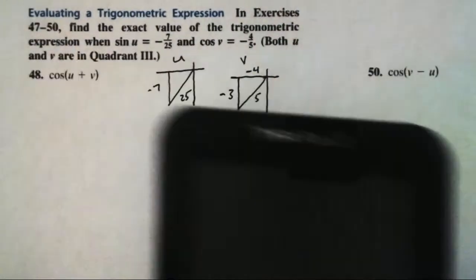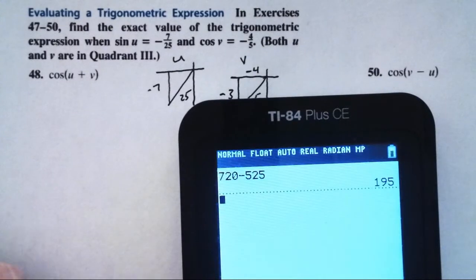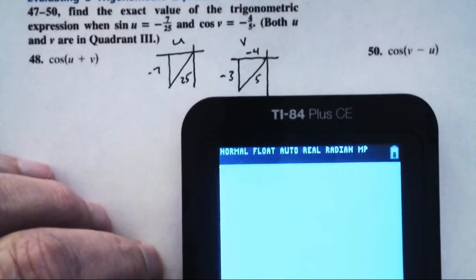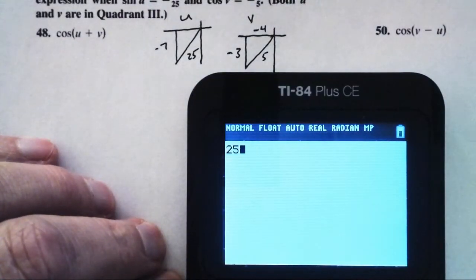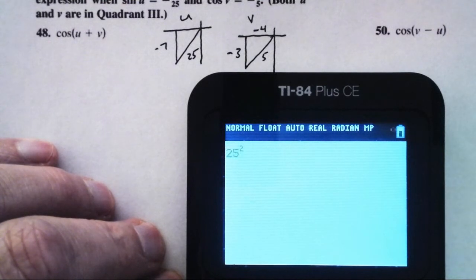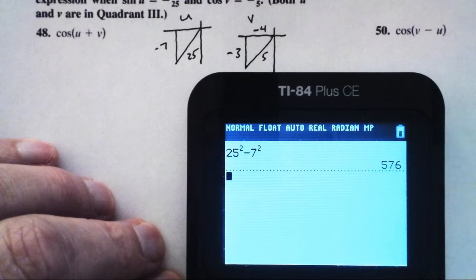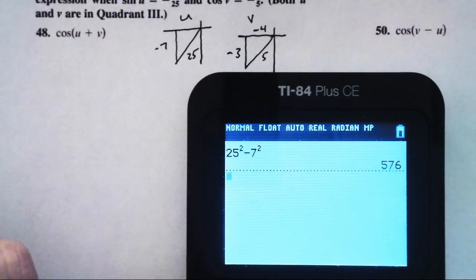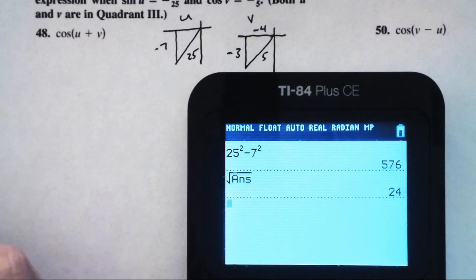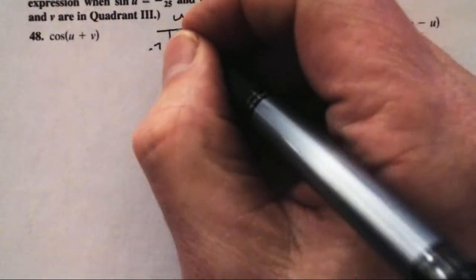And how about that? Isn't this a Pythagorean? Let's take a look. Let's clear this. If I go 25 squared minus 7 squared, and I square root that, we get 24. I thought that was a triple. So this is 24, but it's to the left.